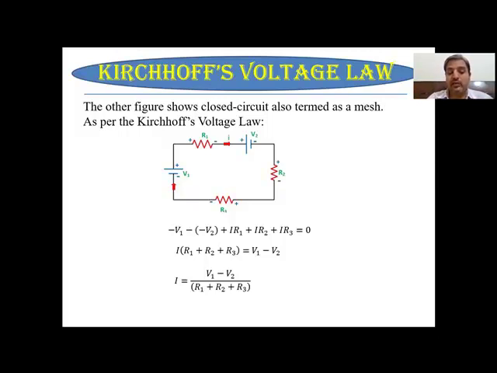But if V2 is higher than V1, in that case we will get a negative sign. Getting a negative sign in this calculation doesn't mean that we have done a wrong calculation. It means whatever direction of the current we have assumed, actually it is in the reverse direction.